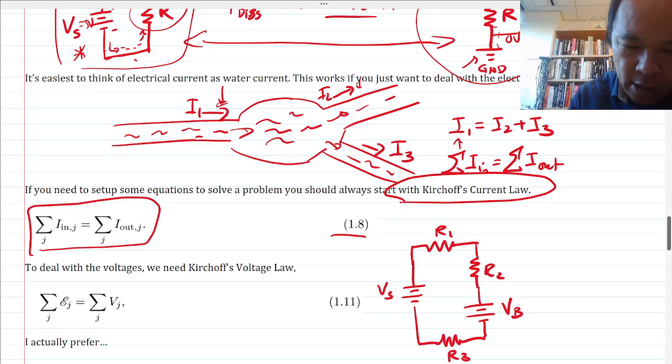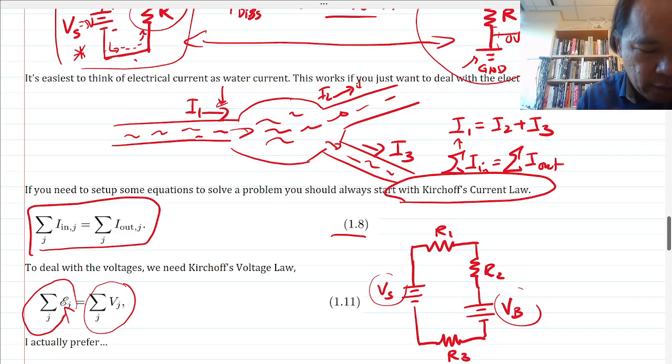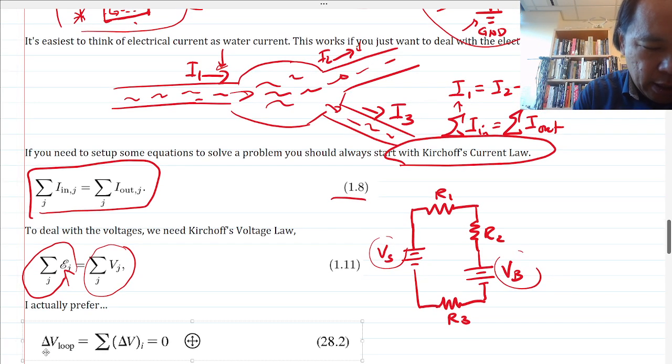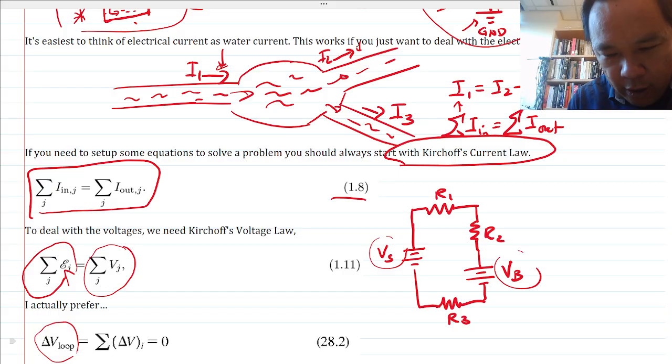The way the book describes it is that the sum of all the EMF, meaning all these voltage batteries, equals all the voltage change across it. The way I like to do this is to think about it like this: if you go around a loop, the change in voltage across the loop has to be 0. And hopefully this will make sense, because let's say I start off at this point A here. If I travel across this, I gain Vs amount of voltage.